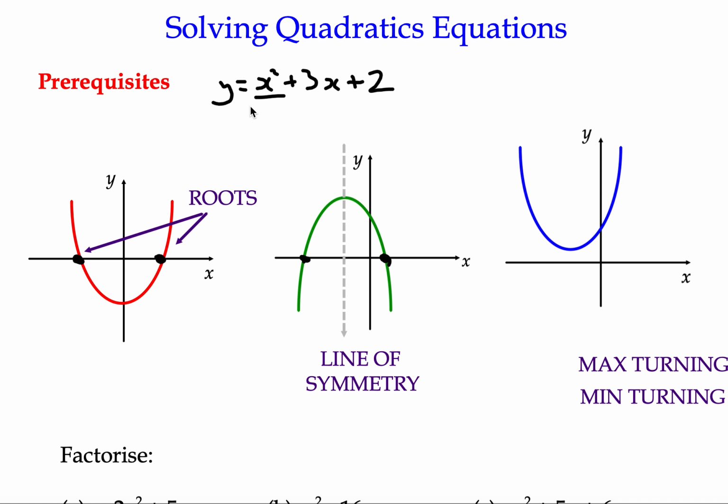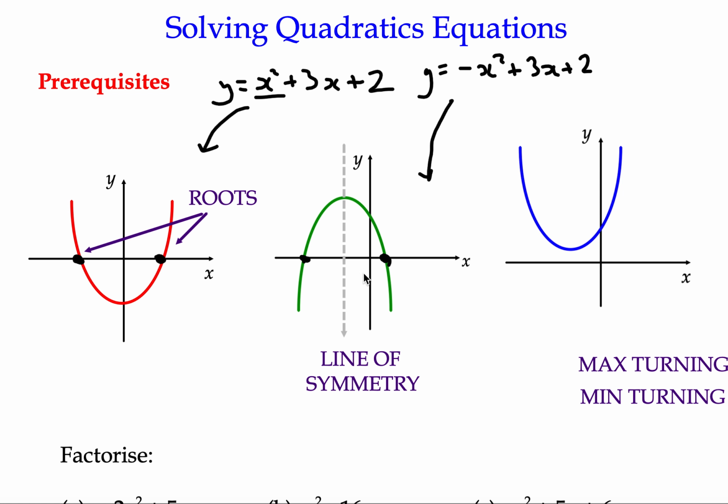So if the x squared term is positive, you're going to get a curve that looks like that, and if you end up with a quadratic function that's maybe got a negative at the beginning, if it was negative x squared plus 3x plus 2, then the negative sign would make it look a bit like that with what we call a maximum turning point. So that's how they look.